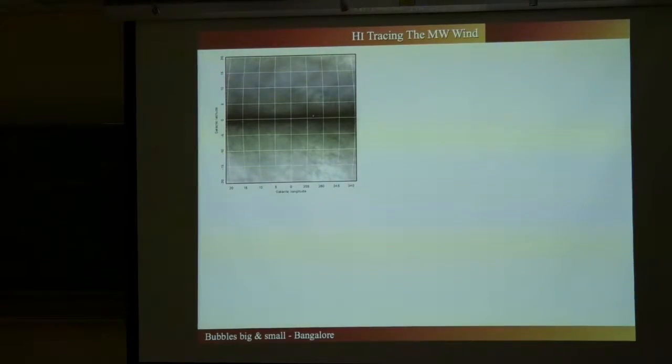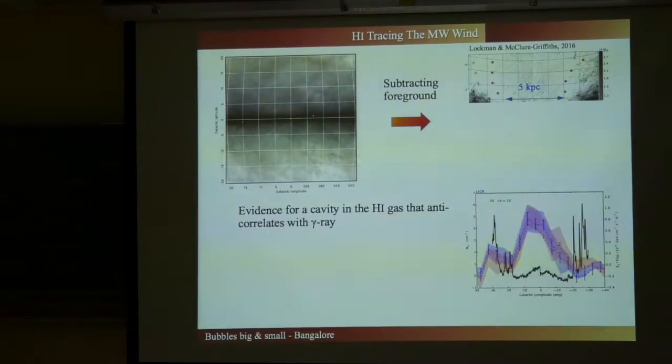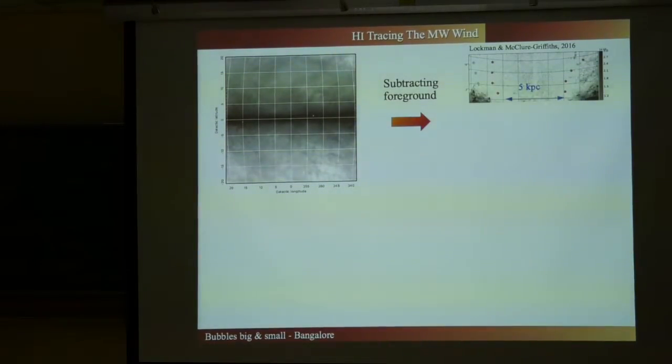Anyway, HI also comes with kinematic information, which means you don't measure just the intensity, you also measure the velocity for each, let's say, gas particle. This allows us quite easily to disentangle the stuff which is in the foreground from the stuff that is really in the galactic center, because we know pretty well the kinematics of the galaxy.